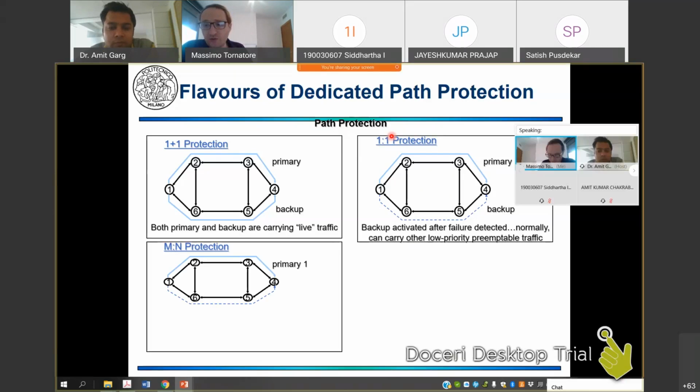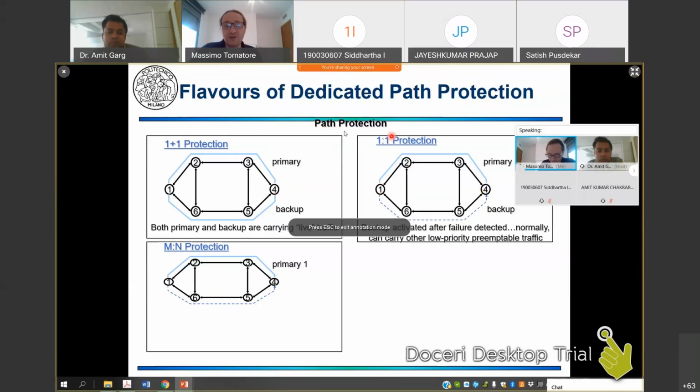And to show that 1+1 is much more costly than one-to-one, even though they are both dedicated path protection, there's another aspect to be considered. In 1+1, you need two lasers at the same time, so you have to pay for two lasers. While in one-to-one, you can have one laser and then just switch to the backup path. So the cost is very different between the two. Thank you for the question.